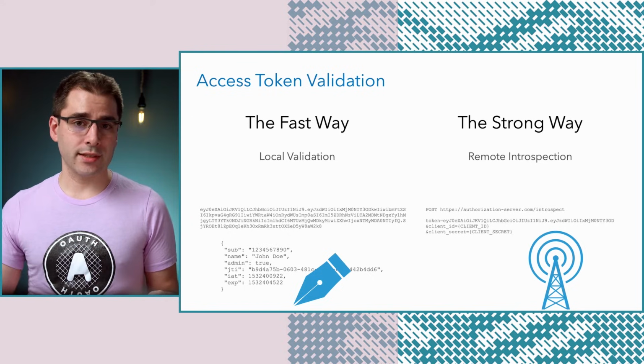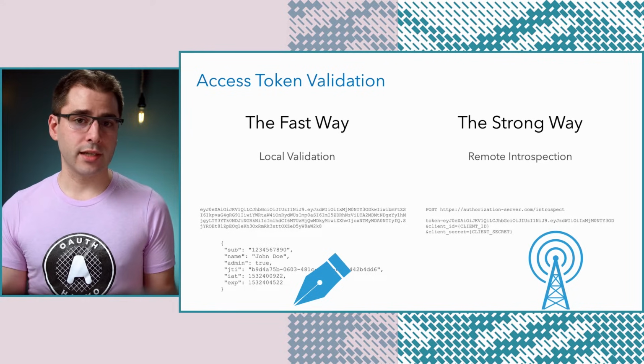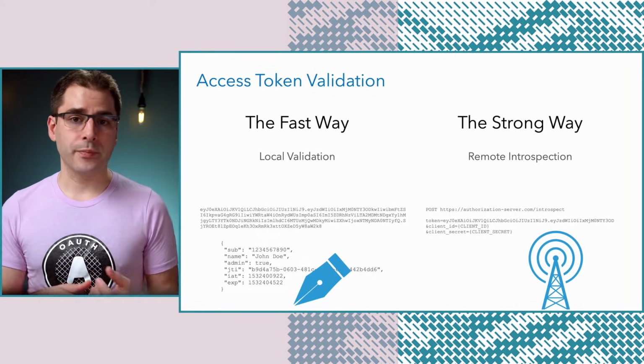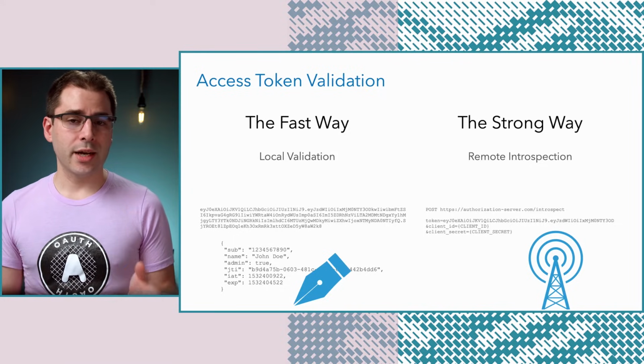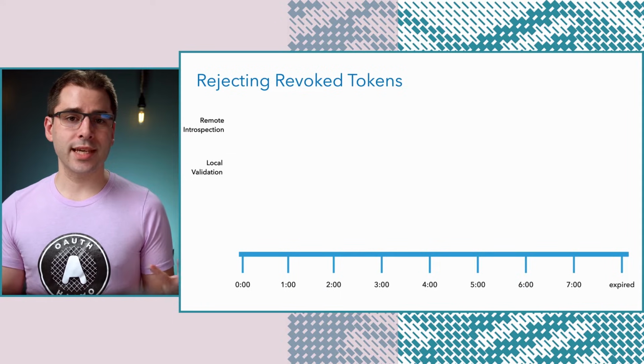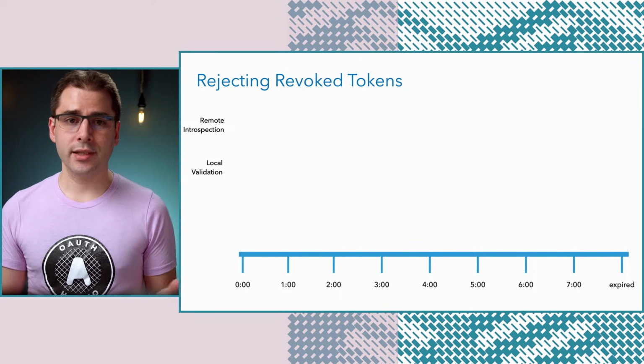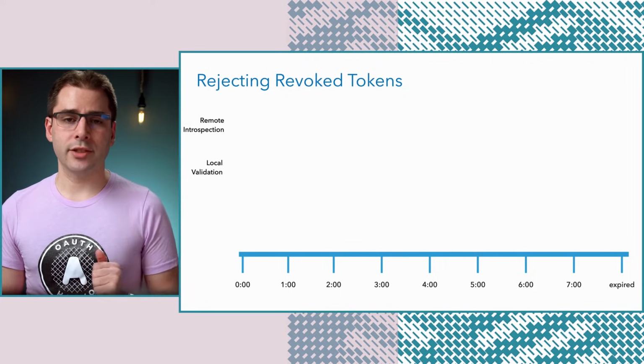Going over the network, asking the OAuth server, hey, is this token still valid? And the OAuth server will tell you yes or no. In order to demonstrate why I call this the fast way or the strong way, I want to give you an example of what happens. Let's say, for example, your tokens last 8 hours, and you have two different ways of validating tokens.